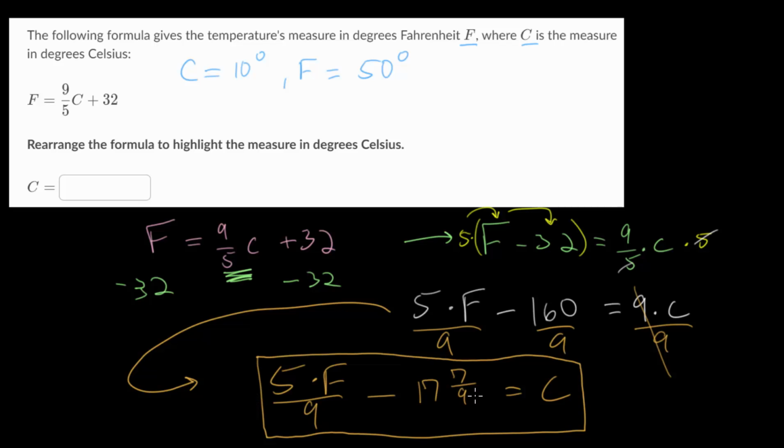And if you want, you can test this equation to make sure that it is the correct formula for c by plugging in 50 degrees Fahrenheit and making sure that the degrees Celsius is in fact 10, which if you try this out, it will work. So in the box here, we can say that c is 5/9 multiplied by f minus 17 7/9, or you can write it as 160/9.